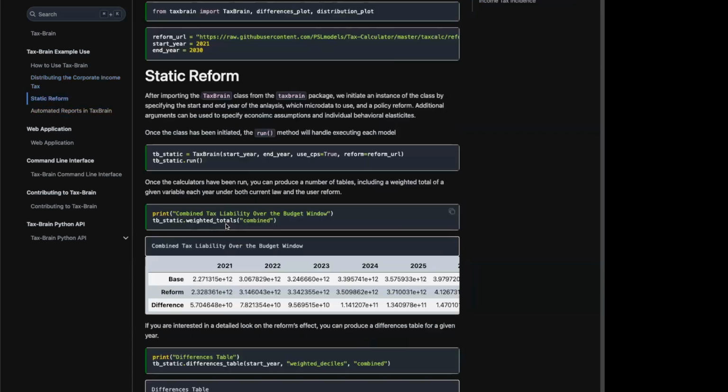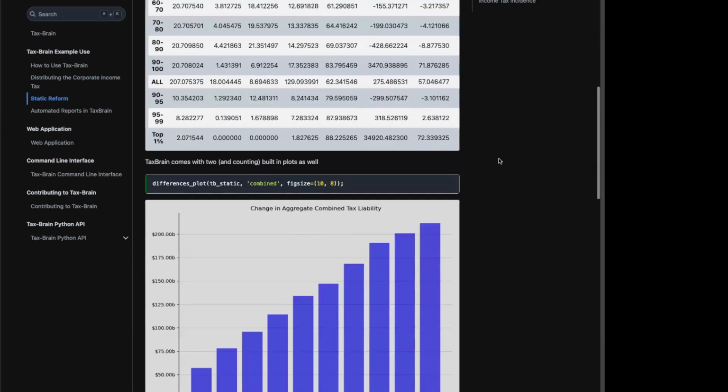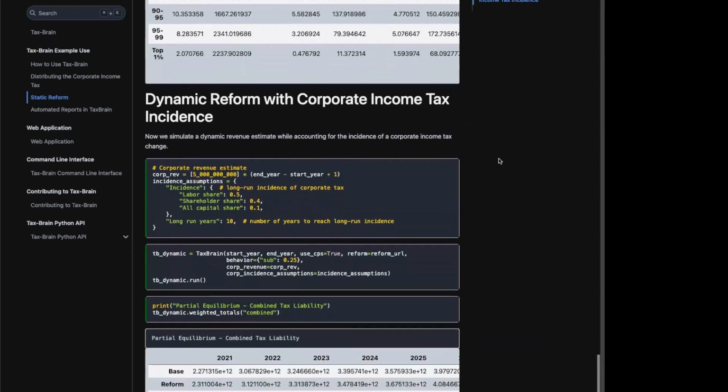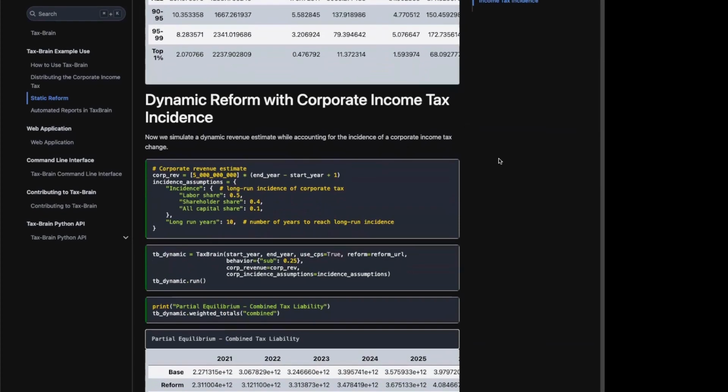Let me see, we have an example built in. So in the TaxBrain example notebook, which we're reviewing here, but if you clone and download the TaxBrain repo, you can run on your own. We've added to this example notebook, which already walked one through a static revenue estimate and a dynamic revenue estimate. It also now runs through a dynamic revenue estimate with the distribution of the corporate income tax. So this gives an example of how one could do this.